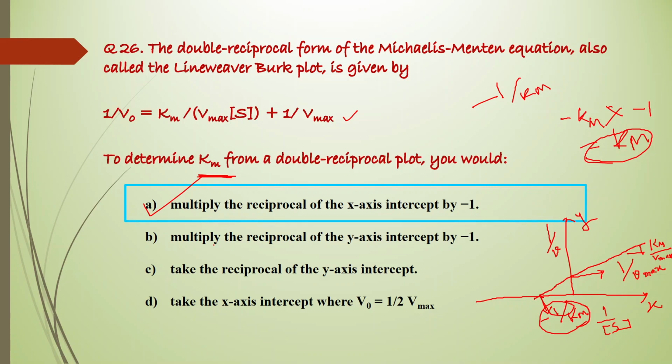The second option states multiply the reciprocal of the y-axis intercept. What is our y-axis intercept? It is 1 by Vmax. Can we anyway get the Km value from that? No. If we take the reciprocal of 1 by Vmax, it would be Vmax, and if you multiply by -1, it will be minus Vmax. It will never give you the value for Km. So obviously this option was incorrect.